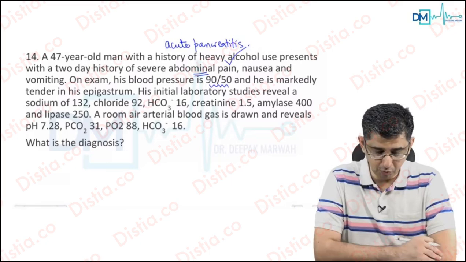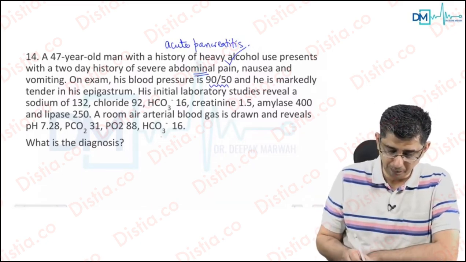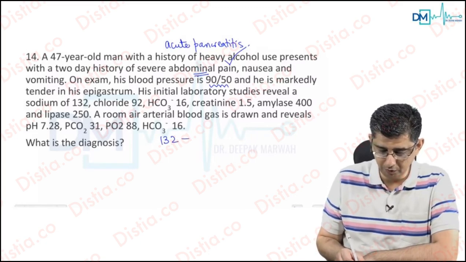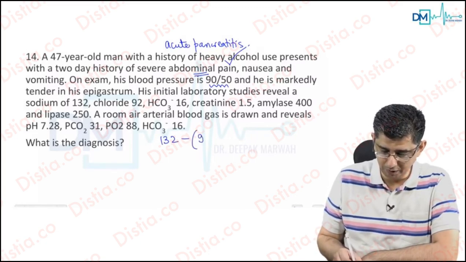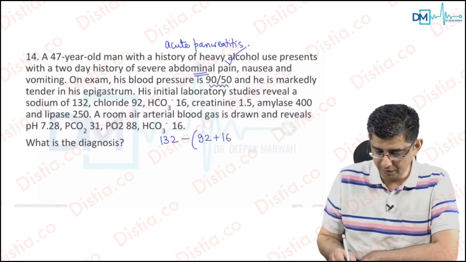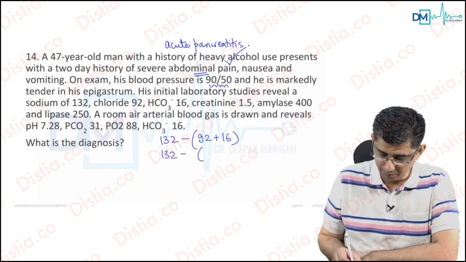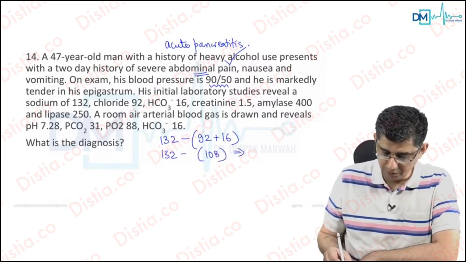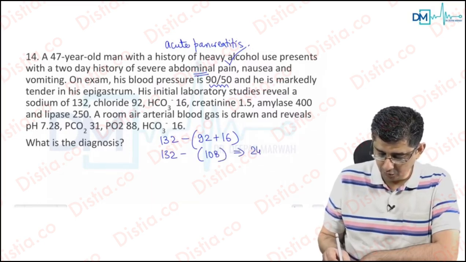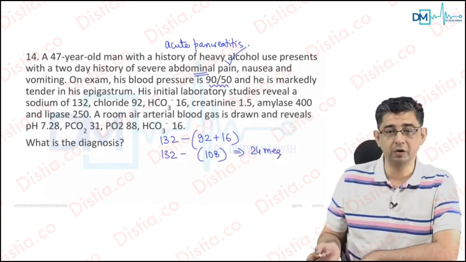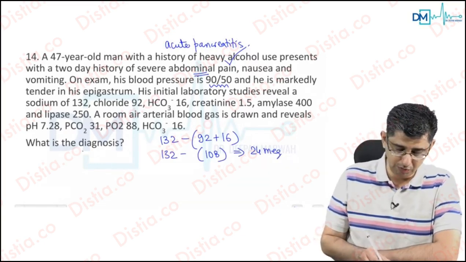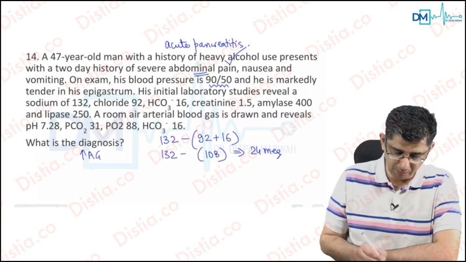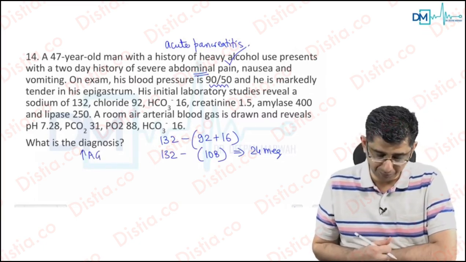The laboratory studies show a sodium of 132, a chloride of 92 and a bicarbonate of 16. Whenever you read information like that, you should quickly, without wasting time, evaluate the anion gap of the patient. This would be approximately 24 milliequivalents and the normal is about 10 milliequivalents. So this guy has an increased anion gap, much more than the normal value of 10.